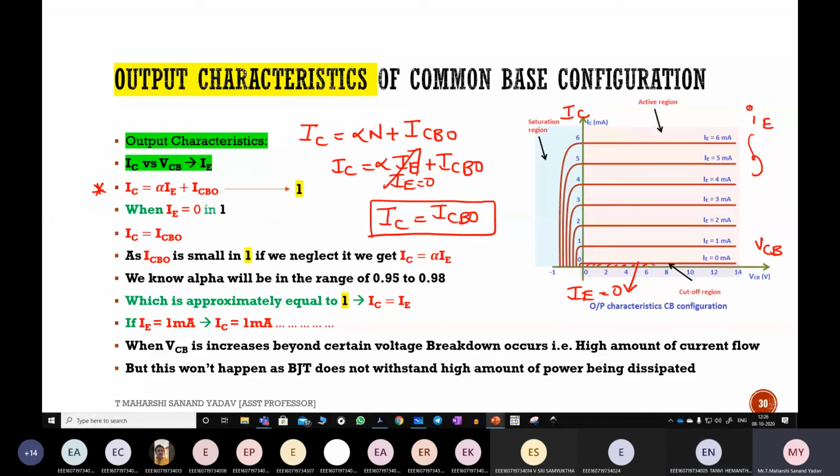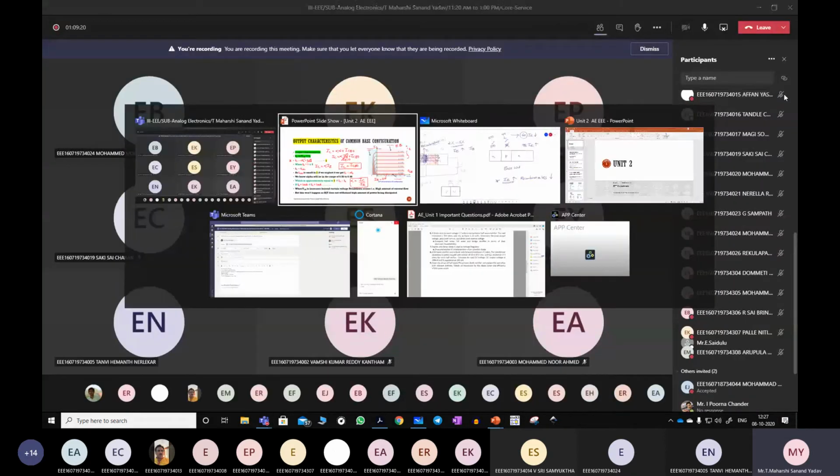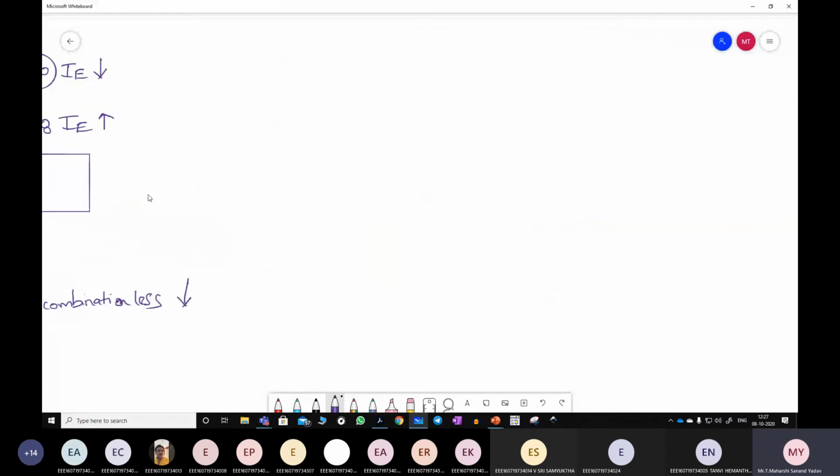See, this is very small. Now next, I'm trying to increase the IE value. If IE is 1 milliamp, simply substitute here: IC is equal to alpha into 1 milliamp plus ICBO. As ICBO is very small, you can neglect it. So IC is equal to alpha into IE, so alpha can be written as IC by IE. These are reverse bias characteristics, almost equivalent to PN diode working. In a PN diode, under forward bias it is increasing, and under reverse bias there is a small minority current.